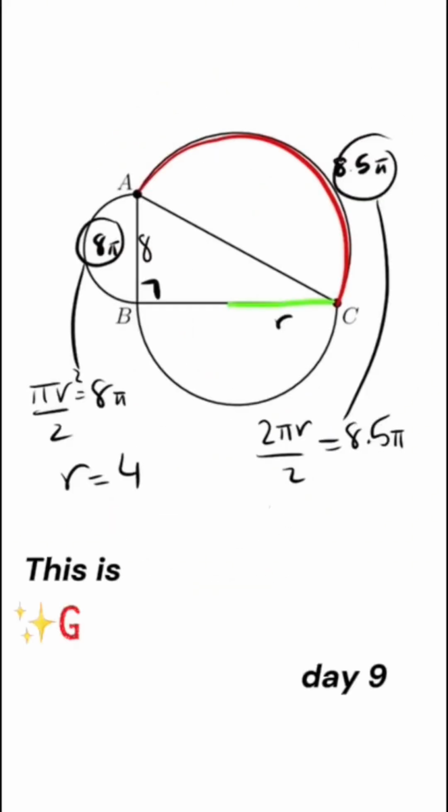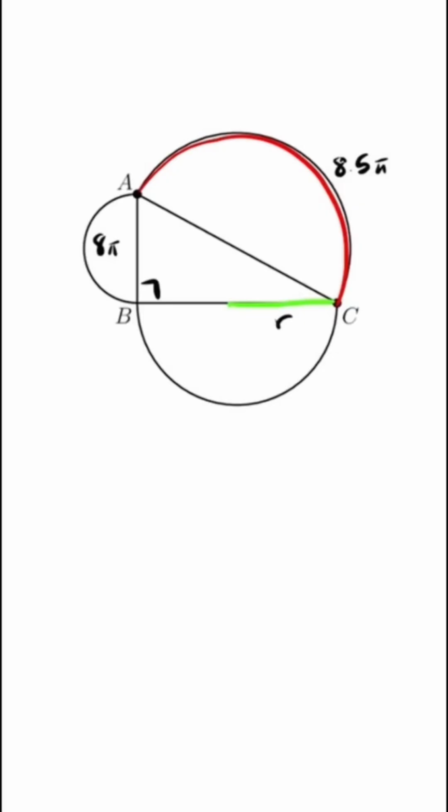This is day 9 of Geometry Galore, where I make boring geometry formulas fun. In this problem, we know that the area of the semicircle with diameter AB is 8 pi, and the length of the arc of the semicircle with diameter AC is 8.5 pi. The problem is then asking what the radius of the semicircle with diameter BC is.